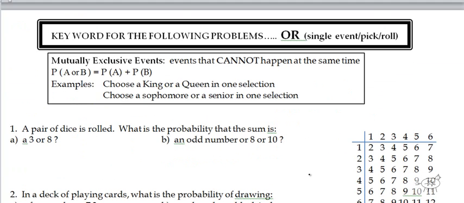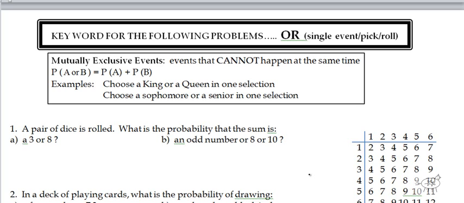All right, so the last topic here, I put a big bold box on top here because the key word for the following problems is "or." Okay, so you're going to talk about a single event, a single pick, a single roll of a die, a pick of a card, etc.